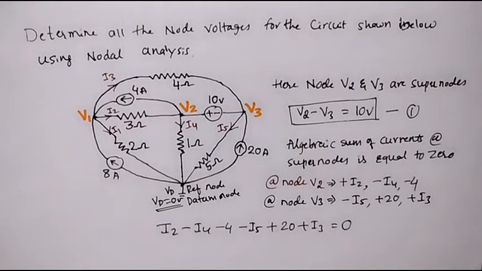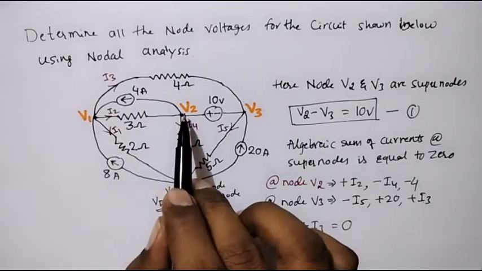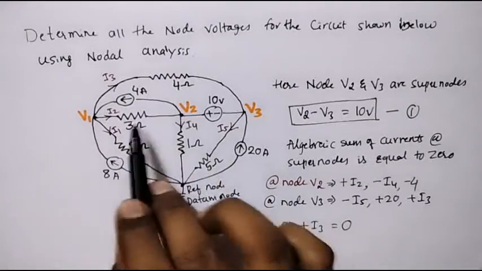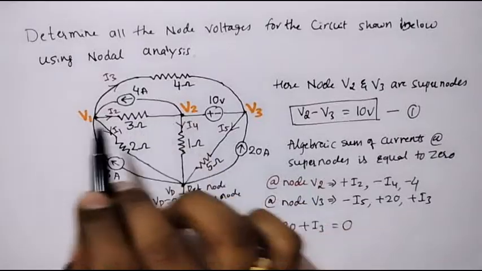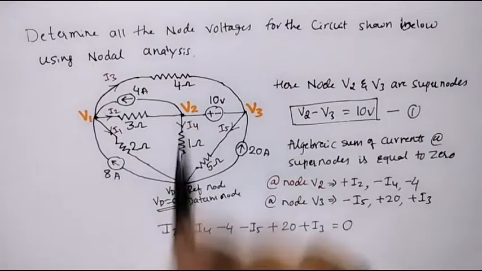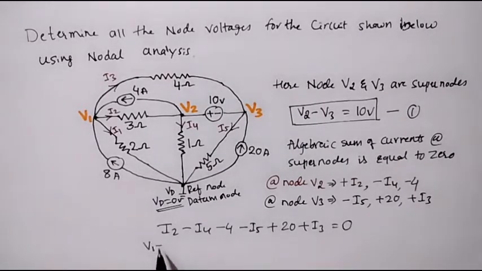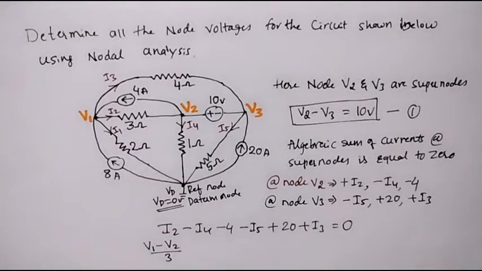Now let's express all these currents in terms of node voltages. I2 is the current which is flowing from V1 towards V2. So I can write I2 as the potential difference between V1 and V2 divided by the resistor. Current I2 is moving from V1 towards V2. We'll assume that V1 is at higher potential than V2. Therefore I2 is equal to V1 minus V2 divided by 3.